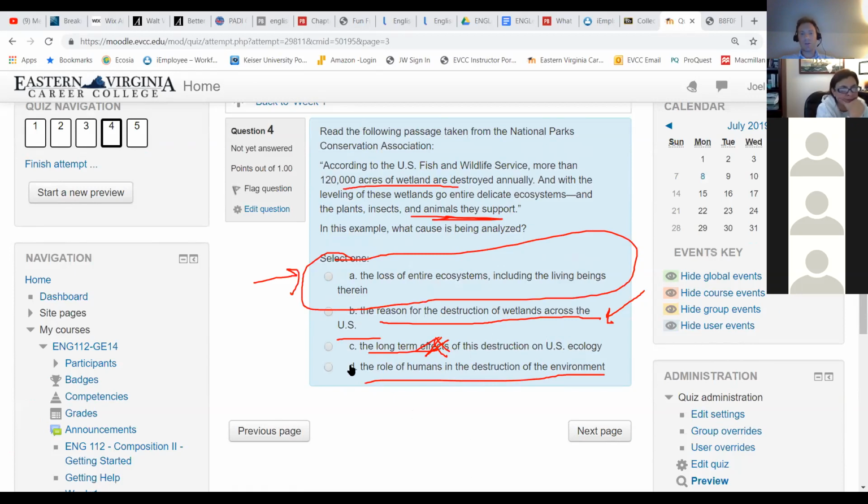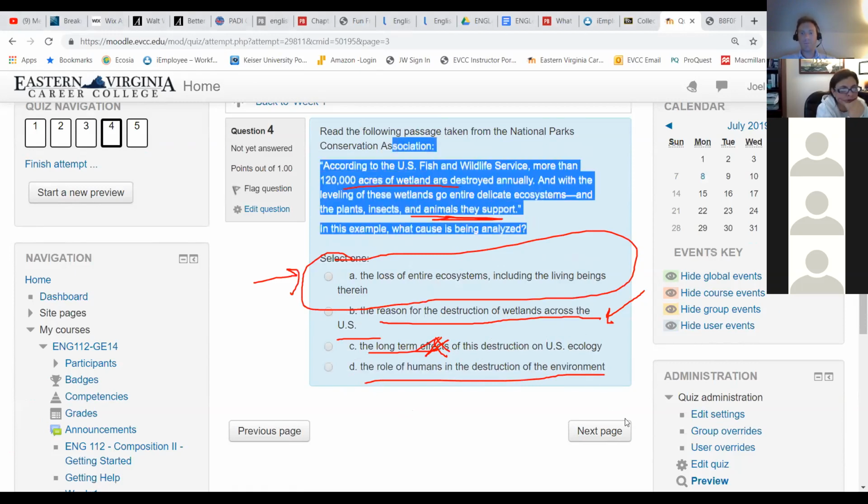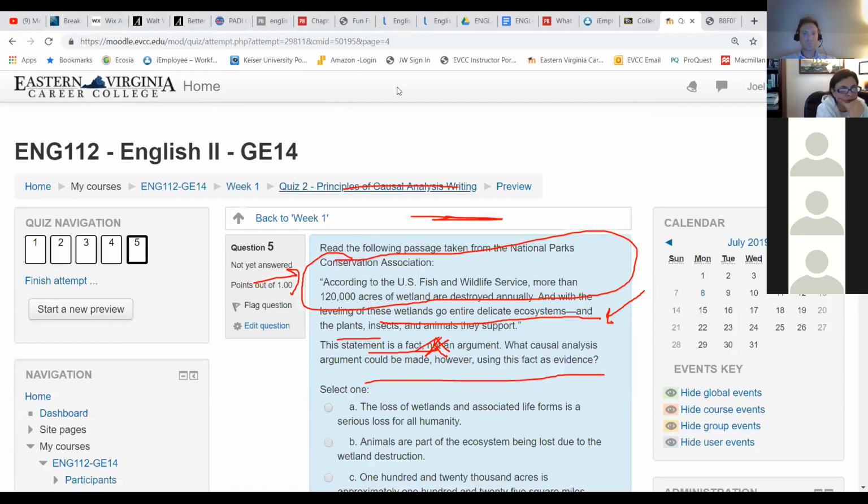Yeah. So first of all, this wouldn't even be a value. It's not even causal analysis, and it doesn't even mention humans either. Good. Okay. Question 4. Let's try the last one.